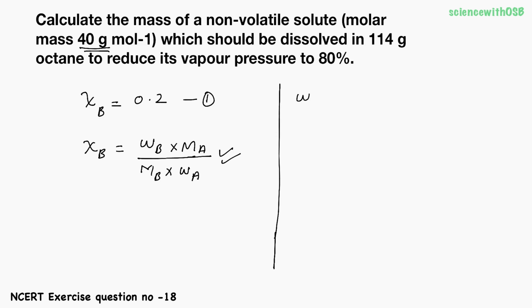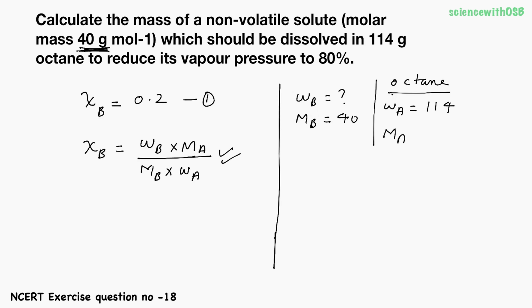Now WB we have to find, right? Mass of the solute. Molar mass of the solute is given in the question. What is that? 40 gram, correct? Now regarding solvent, octane is the solvent, okay? What is the mass? WA is given. What is that? 114. How to find the molar mass of solvent?